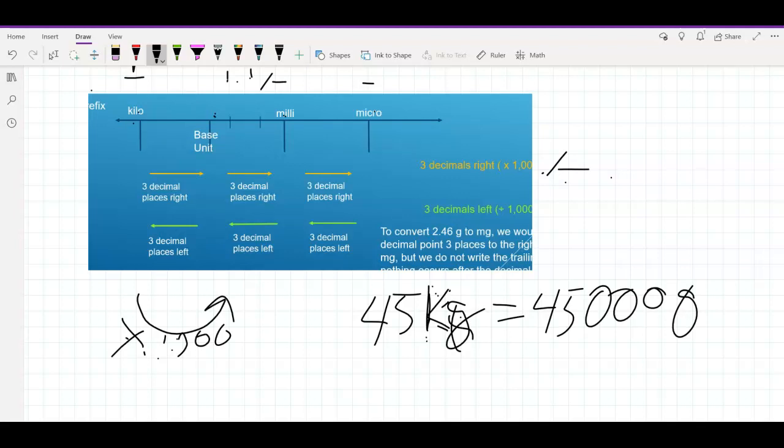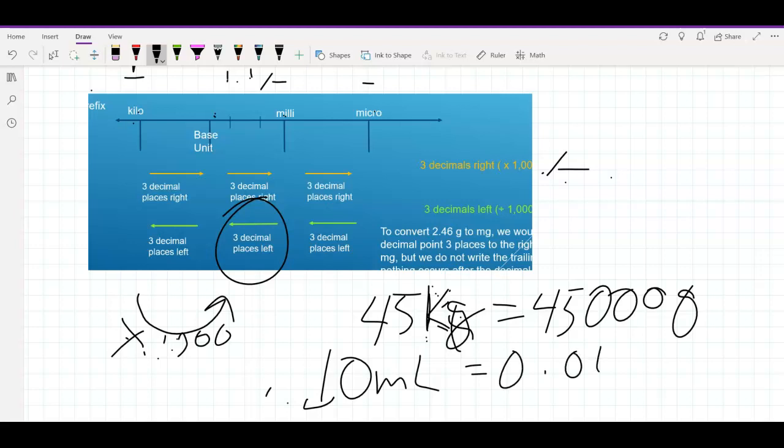If you have 10 milliliters, I want to know how many liters that is. I'm going to be dividing by 1,000. Milli to the base unit would be a division by 1,000, or move your decimal place to the left 3 places. So it would be 1, 2, 3, so I had 0.010 liters.